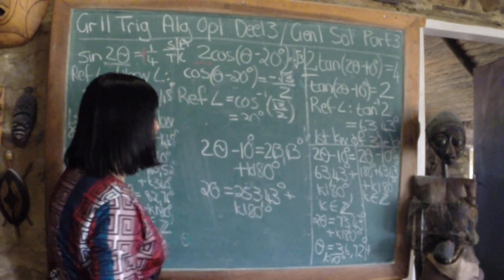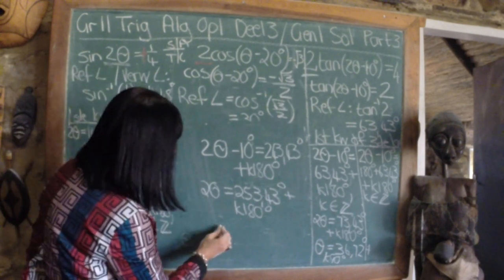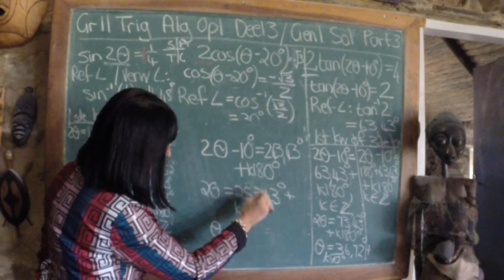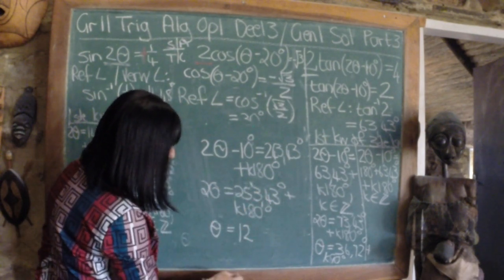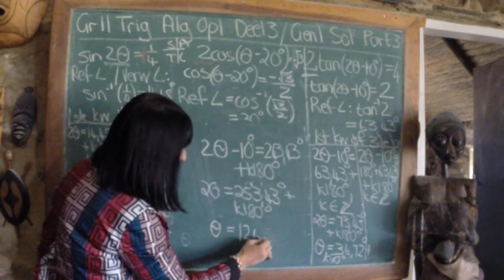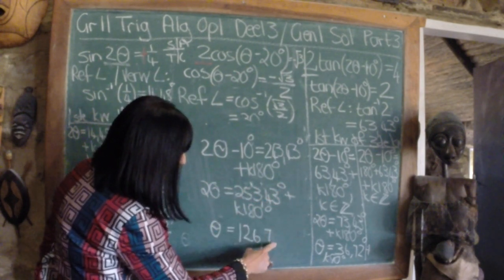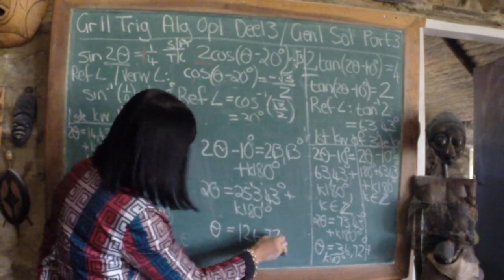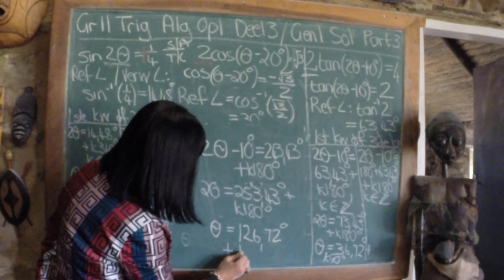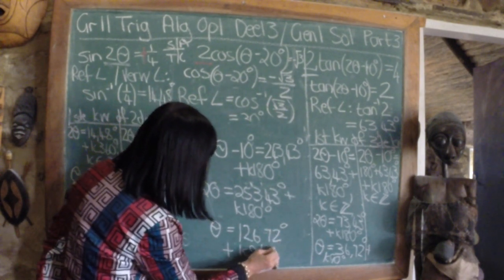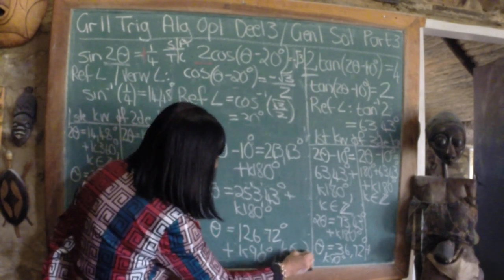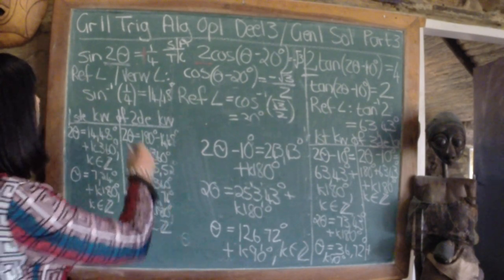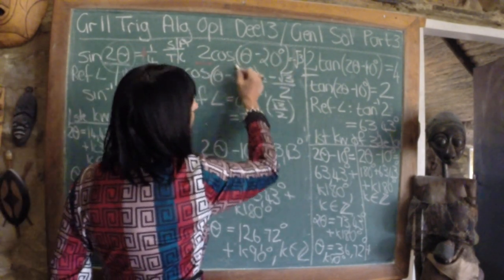So the last thing we need to do is to divide it by 2. So now if you divide it by 2, it's going to be 126,72 degrees plus k times 90 degrees, k element of Z. Good, there are my general solutions for equations that have a bit more body in their angles.